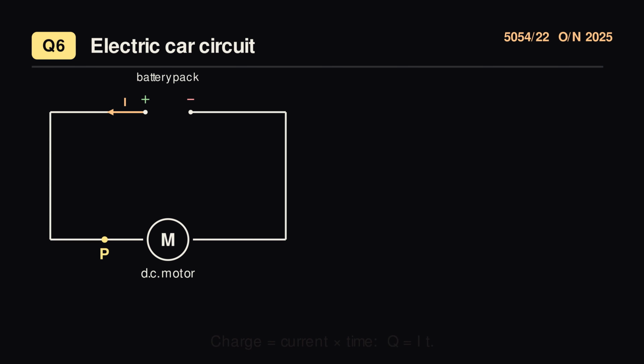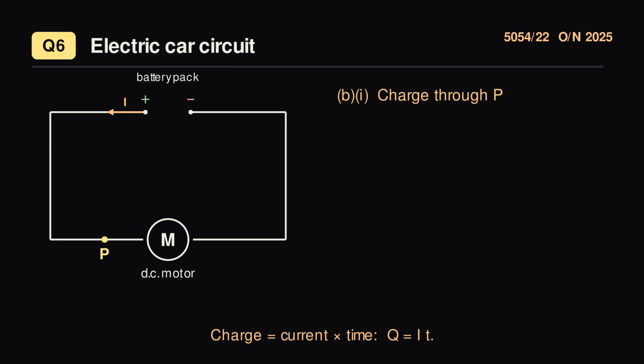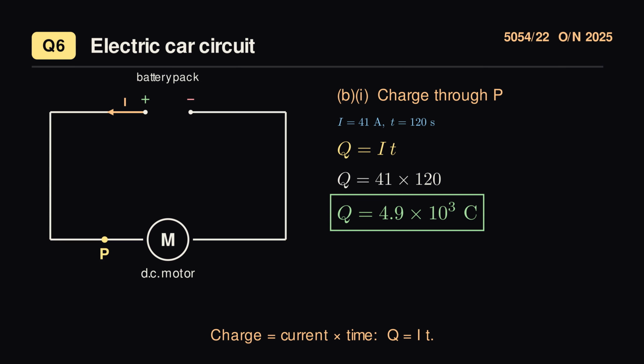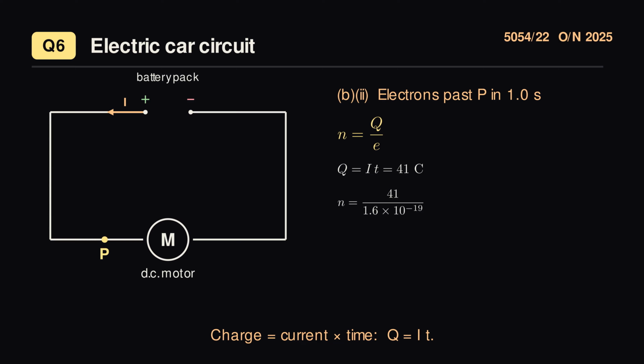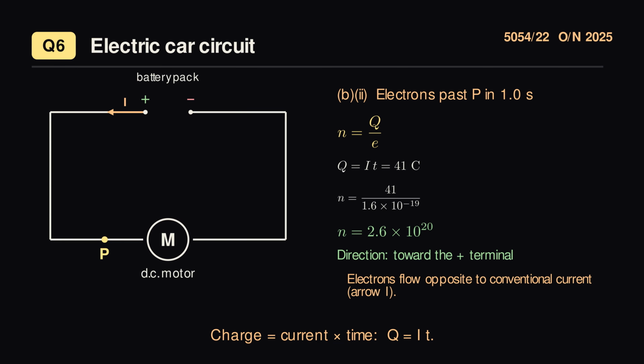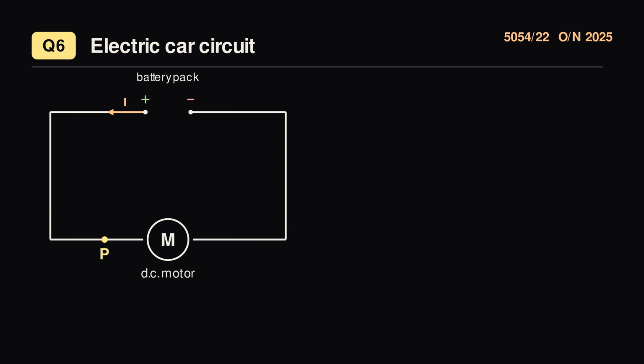Part B. Part 1. Charge equals current times time. With 41 amps for 120 seconds, the charge is 4.9 times 10 to the 3 coulombs. Part B. Part 2. Number of electrons equals charge divided by e. In 1 second the charge is 41 coulombs, giving about 2.6 times 10 to the 20 electrons, drifting toward the positive terminal, opposite to conventional current.